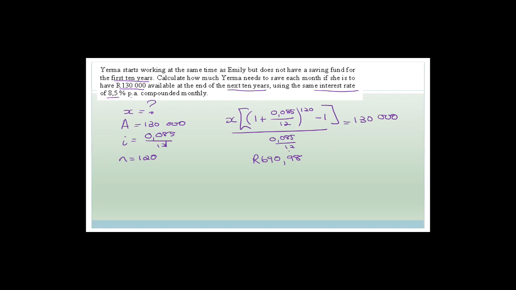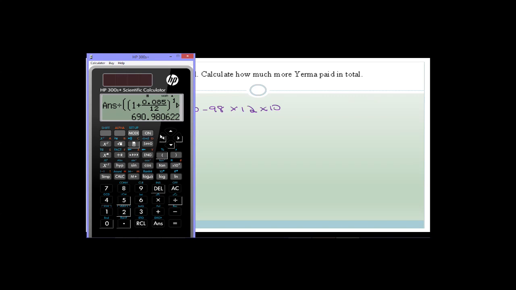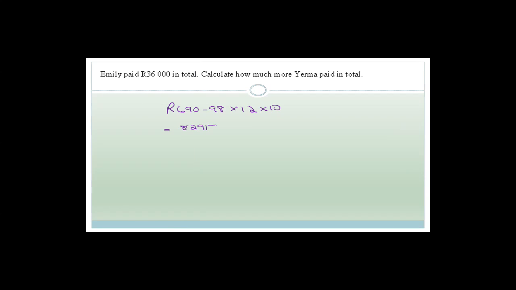Now it says, Emily paid 36,000 in total. We know that. Calculate how much Yerma paid in total. So she paid 690.98, right? But she paid that per month. So it was 690.98 times 12 to get the months, times 10 to get the years. Let's get out our calculator. So it's 690.98 multiplied by 120 equals 82,917.60. And now you have to be careful, because here's the thing.